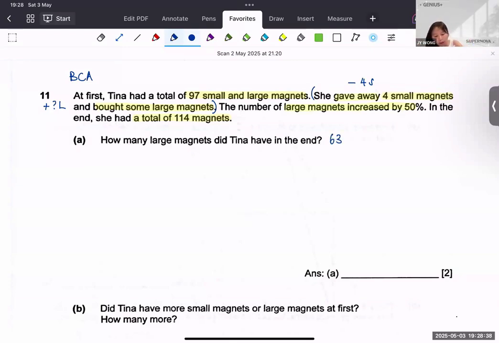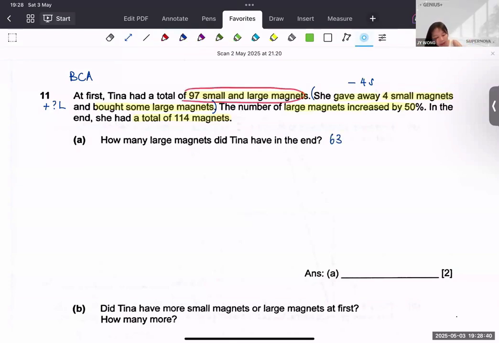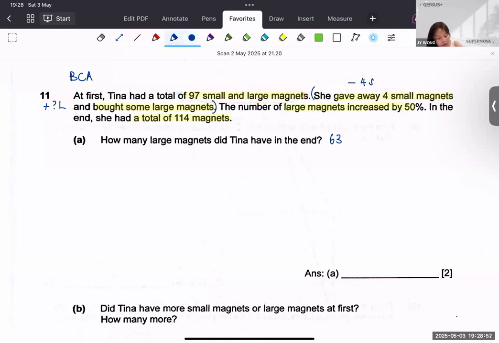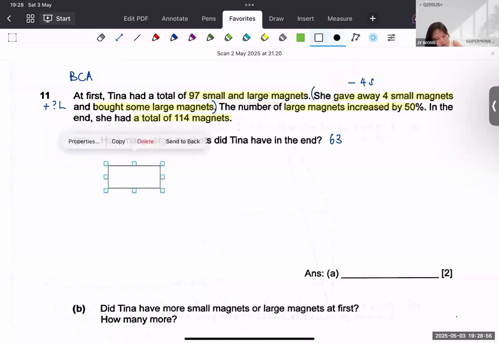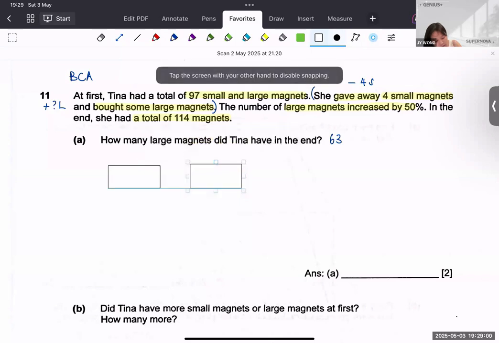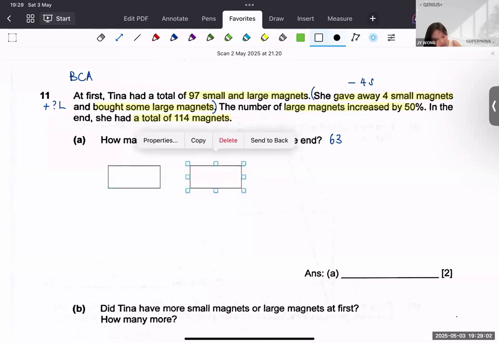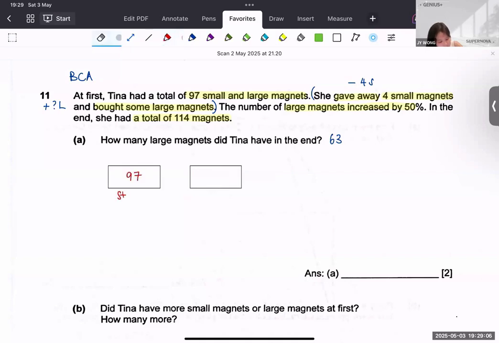Now, we do not know what is at the start, but we do know the total of small plus large is 97. That is the most important thing. They didn't tell us individually which one is small, but they did tell us the total at the start was 97. So for this question, it's better to show a flow chart. That means showing from the start to the end the events that happen in order. So this is 97, which is the before.